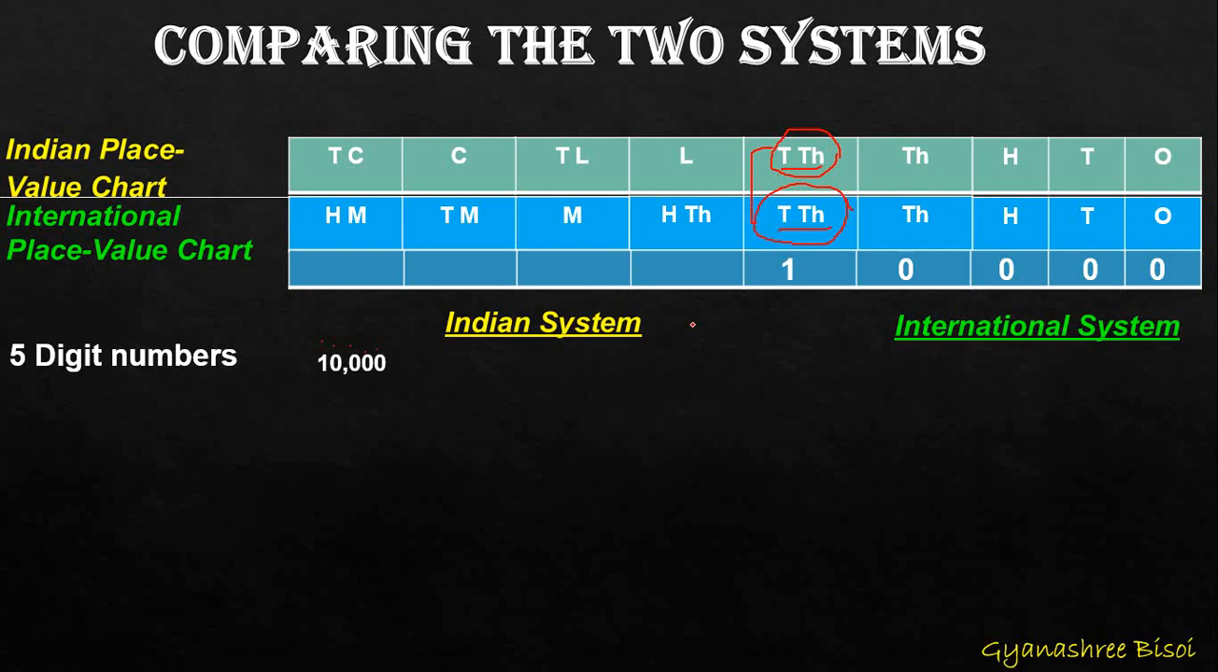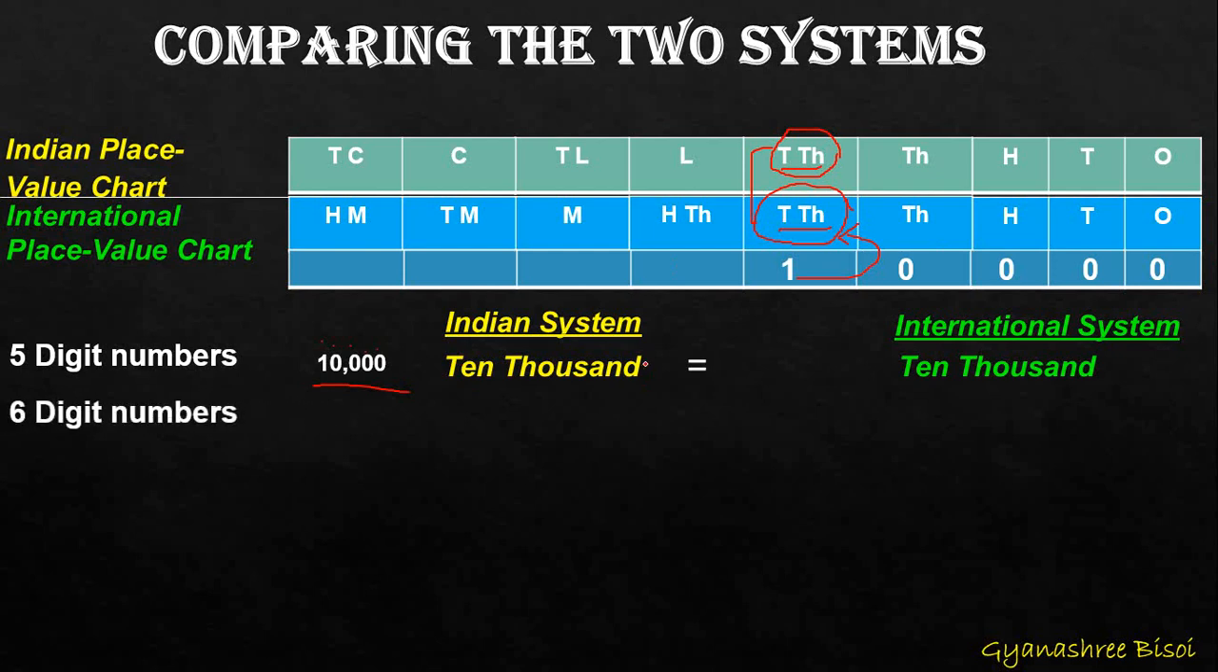So, in the Indian place value chart, how to read the number? 10,000. That is equal to, in the international place value system, how will you read the number? 1 is at the ten thousands place. So, we will read it as 10,000. So, till 5 digits, the reading in both systems is the same. Correct? Now, take a 6-digit number.